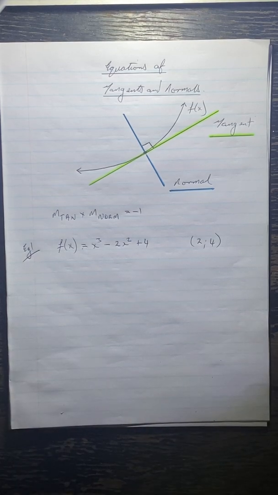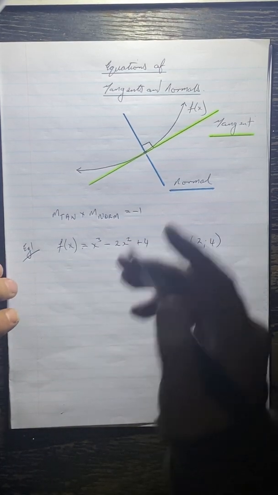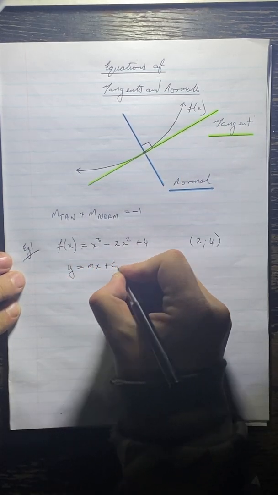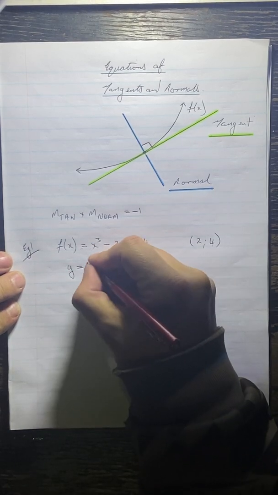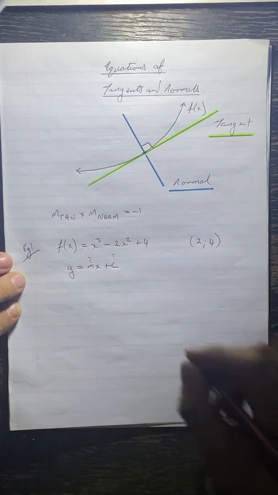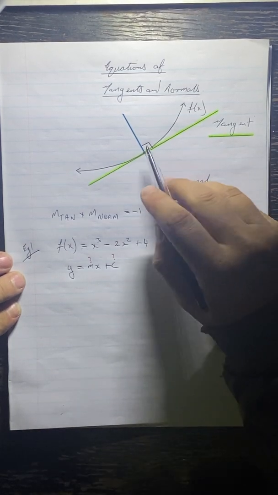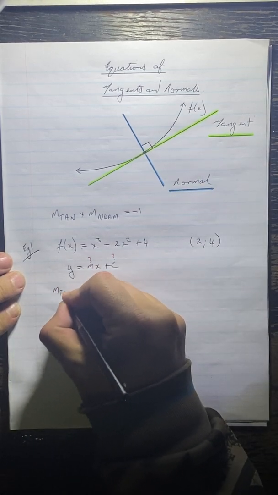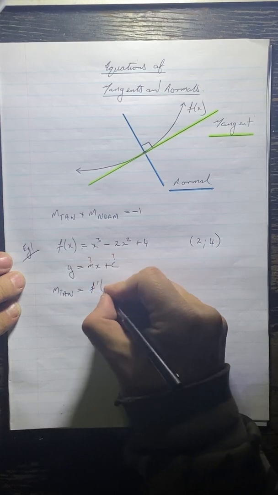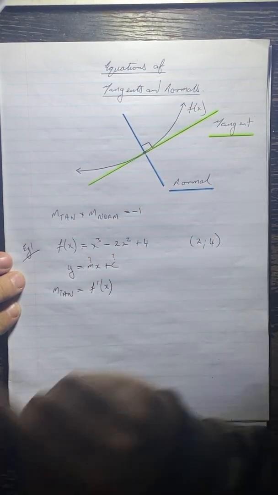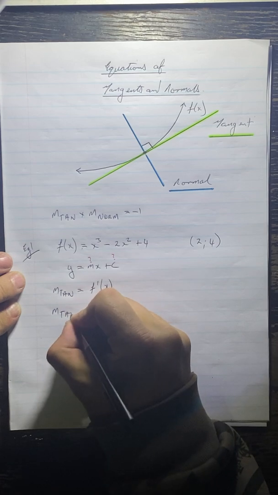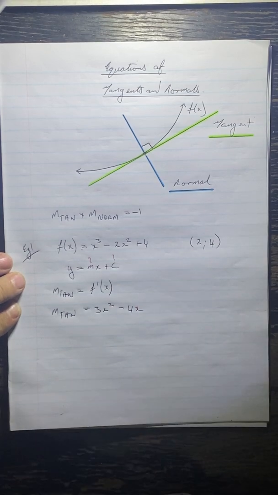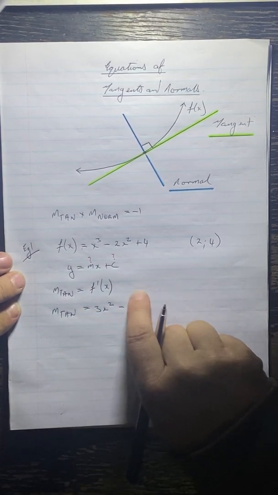Okay, so what I'm going to do first is focus on the tangent. Now, because a tangent is a straight line, it will have the equation y = mx + c. What we need to do is find out the m value and the c value. To find the gradient at a point, we're going to have to use calculus. So I know that the gradient of the tangent is equal to f'(x), the derivative of the original function. If we find the derivative, we get 3x² - 4x. So that is your derivative function or your gradient function.